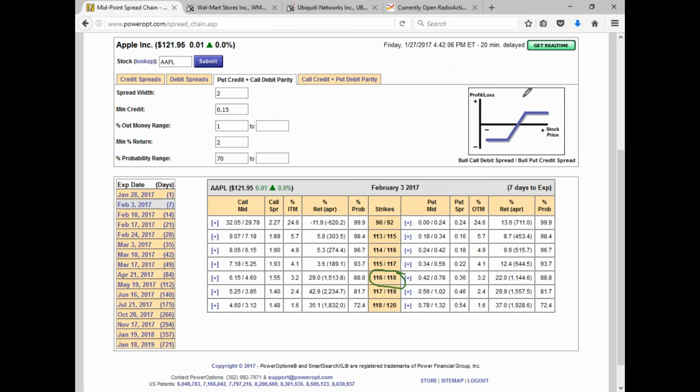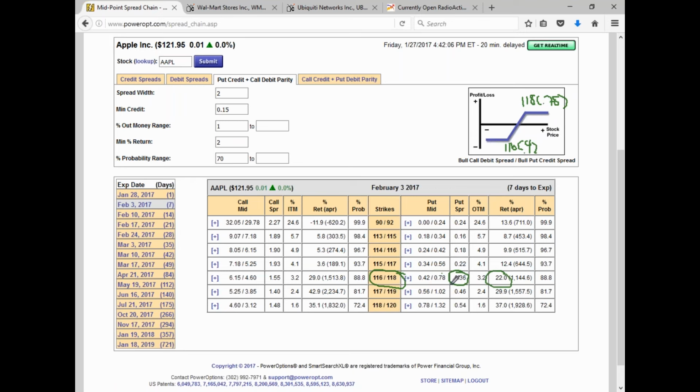So what does that mean? It means I'd be selling the 118 put and buying the 116 put. And it shows here that we'd get 78 cents for our bull put, for the 118 put, we'd receive 78 cents, and we pay 42 cents per contract for the 116. So we get a net credit. There's our 36 cents premium.